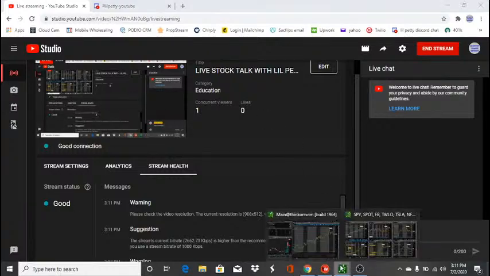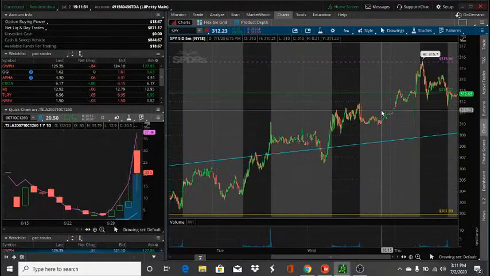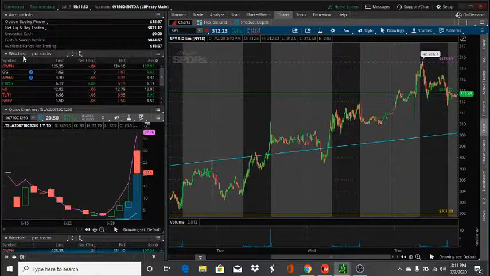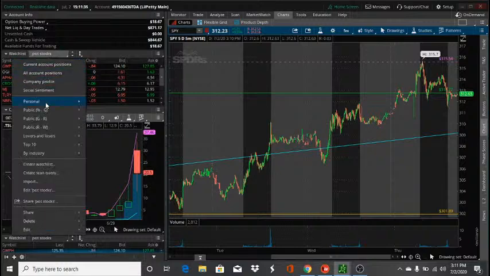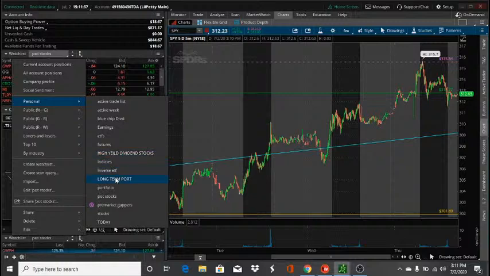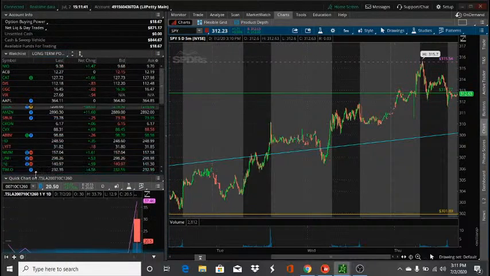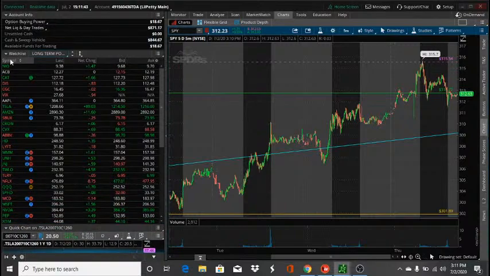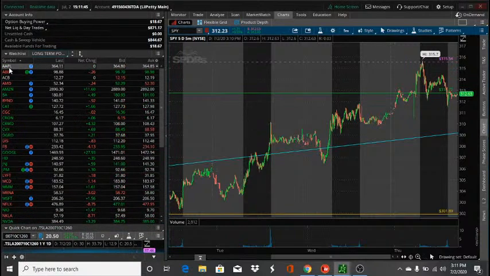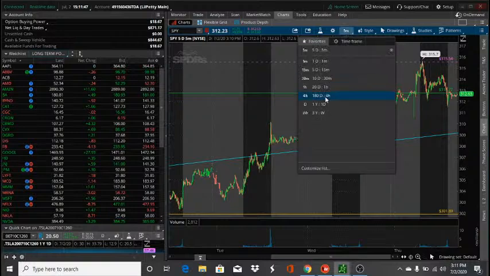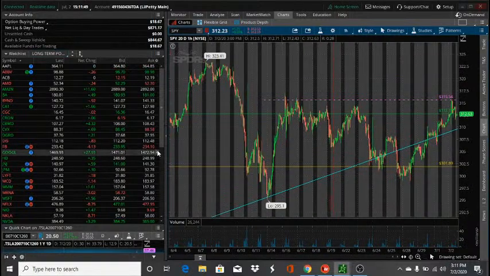Alright, so now that we got this open, yeah, we already have our stuff over here. So we got our long-term portfolio stocks that we like to look at the majority of the time. And we're gonna go through and look at some charts. I know I don't like to look at charts, but I just got my new laptop.